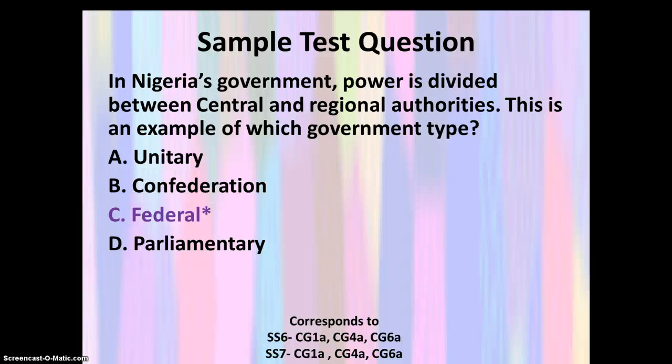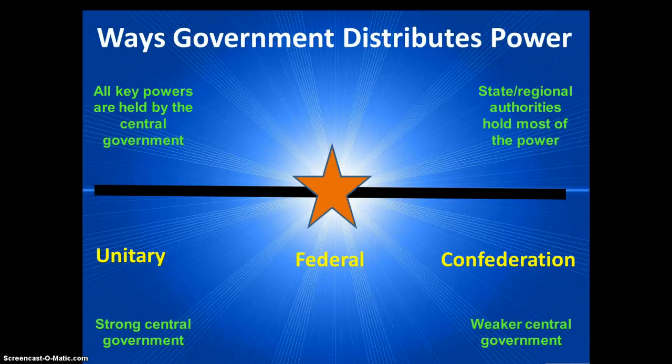Something else you're going to see with federal is sometimes it'll say local governments instead of regional authorities. And central might also be called the national government or national authority. Here's a spectrum going from unitary to confederation, where you have a strong central government to a weaker central government. Unitary, all key powers are held by the central government. At confederation, state regional authorities hold most of the power, and a federal system of government is in the middle.